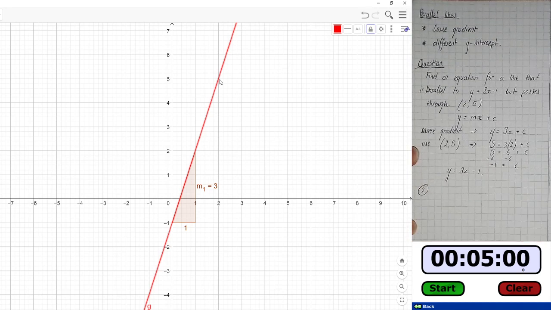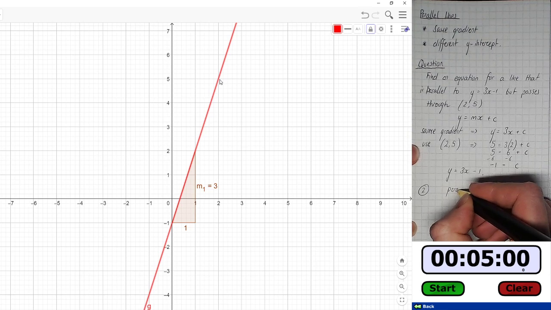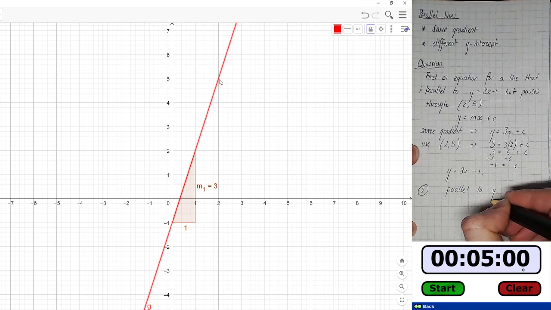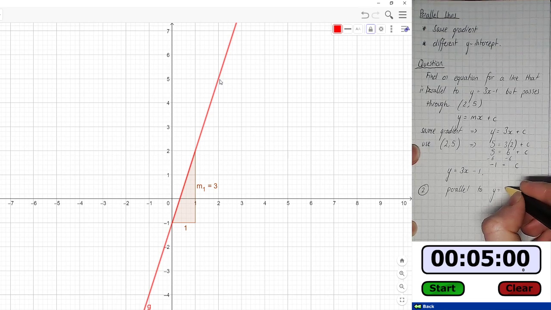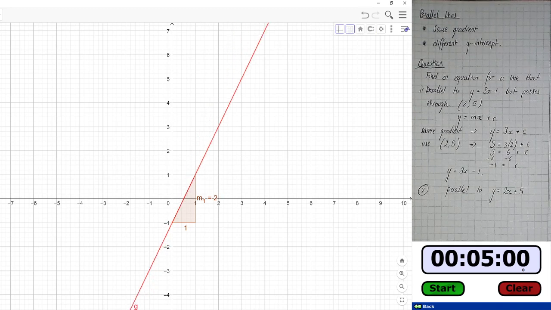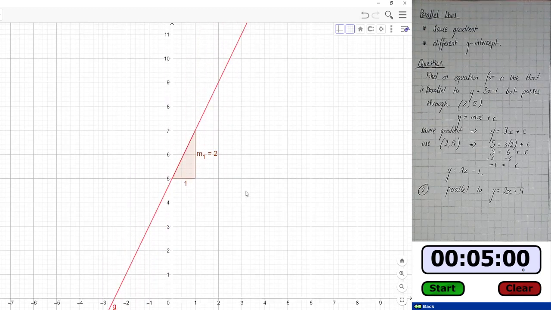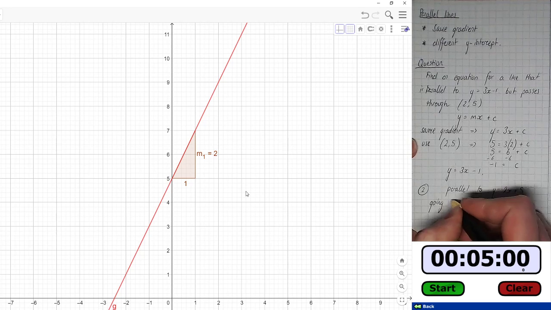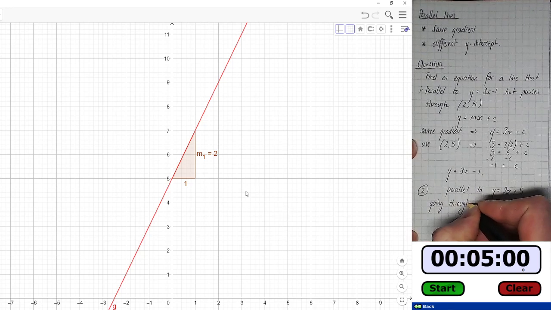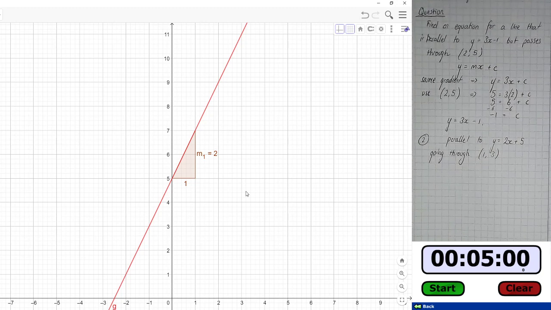Let's have a look at a second one. So same situation. Find an equation that is parallel to y equals 2x plus 5. Okay. So we want one which is parallel to this line. Okay. And we'll say that it goes through 1, 3. Okay, and just to make the point clear.